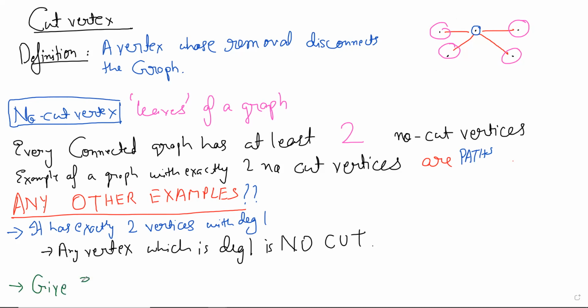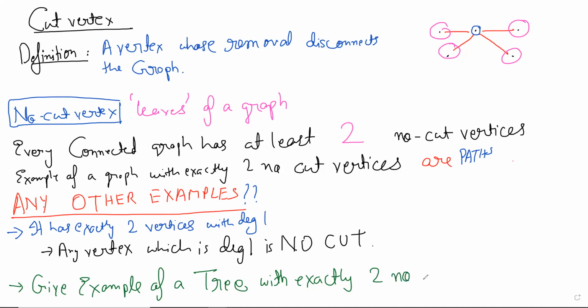Give an example of a tree with exactly... So now I am not asking for a general connected graph. But I'm asking for a tree. Okay. Give an example of a tree with exactly 2 no-cut vertices. I mean, which is not a path. Path we already know. Anything more interesting, if there is.